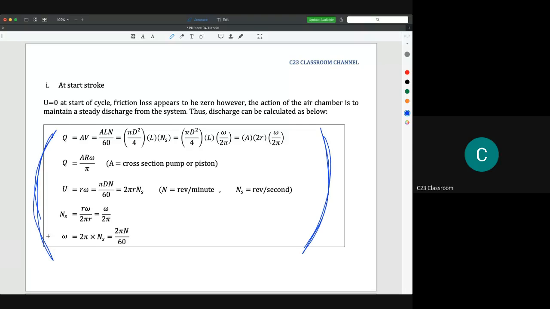For example, we have Q here, the flow rate. It is equal to AV, which is equal to ALN over 60. Then we can substitute the A here with pi d squared over 4. And then we could replace the value of N without the 60 because we are calculating the rotation per second. Or we could substitute with the value of omega here.